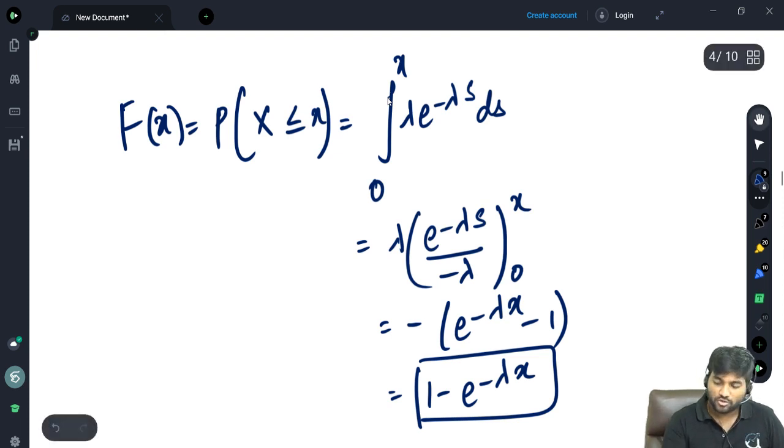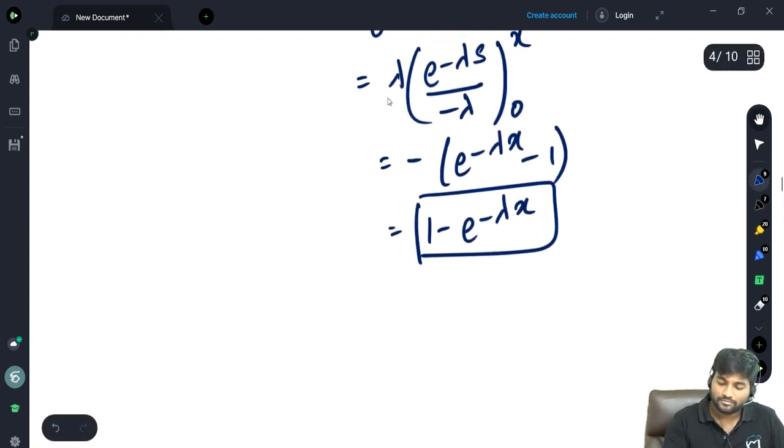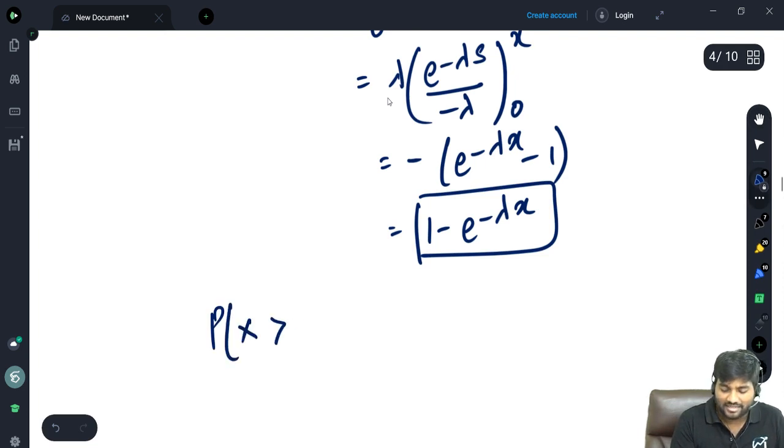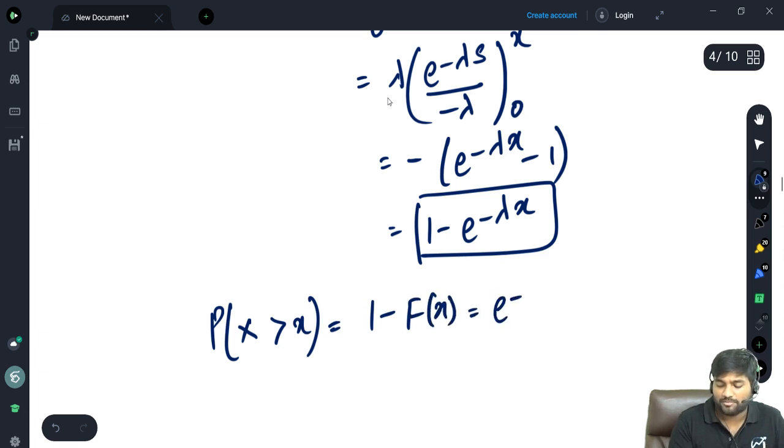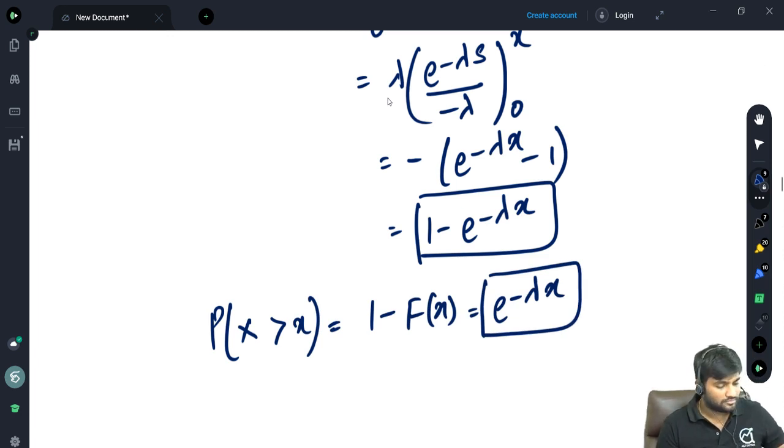Okay. So if we need to calculate probability x is greater than x, then it will be 1 minus fx, which is e to the power minus lambda x. Now you all need to try question number 31, 32.